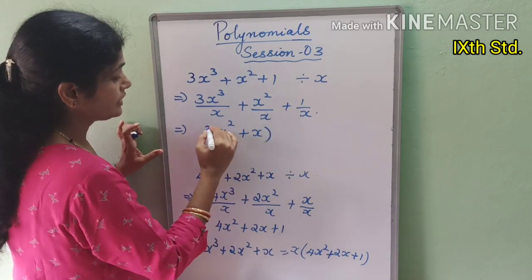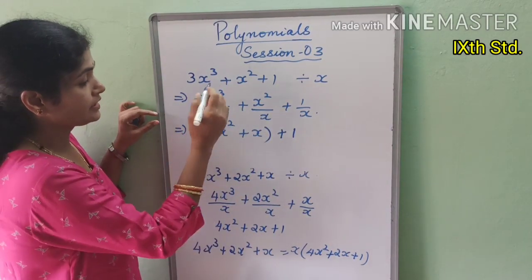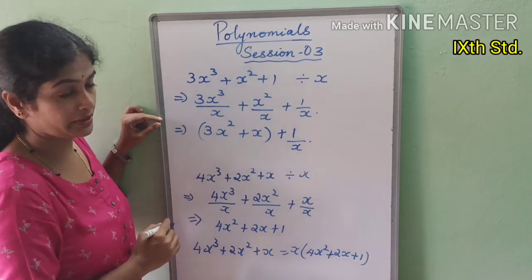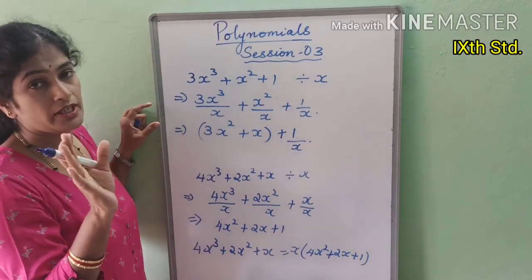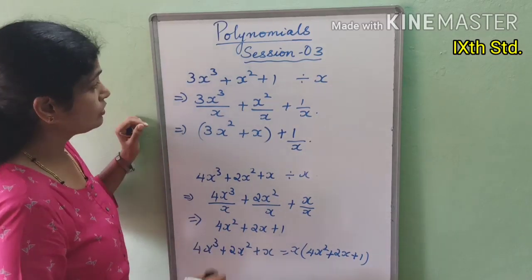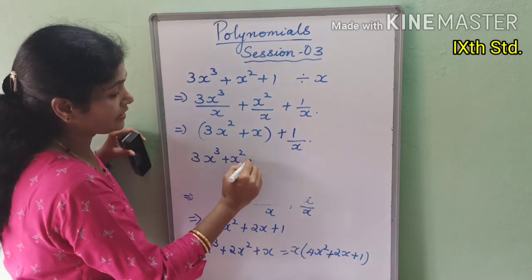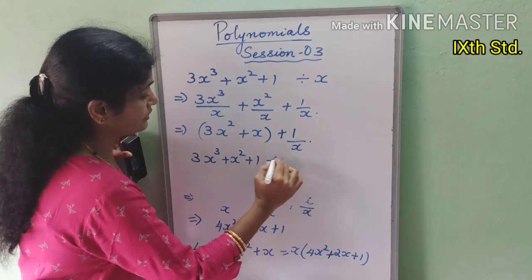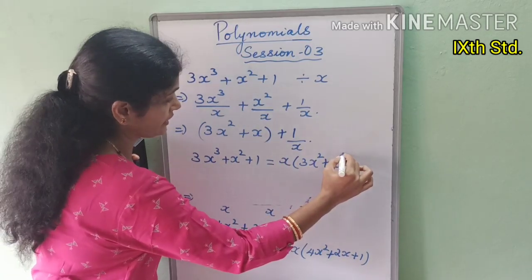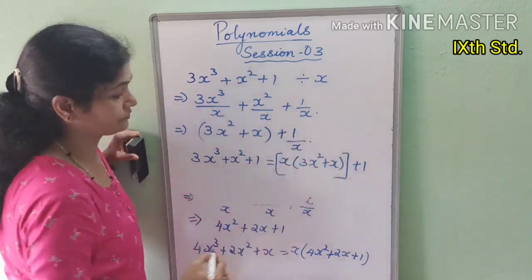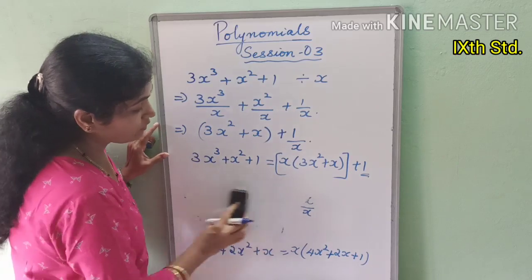So what I will do is keep 3x square plus x, and the 1 by x term, when I divide 1 by x, is not a polynomial term. So how can we write what is given to us, 3x cube plus x square plus 1? We will write it as x into 3x square plus x, this entire thing, plus 1. Here we can say that 1 is the remainder.